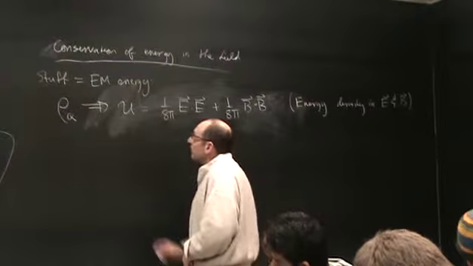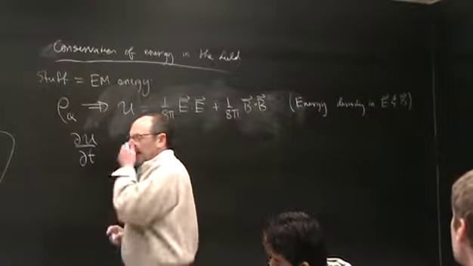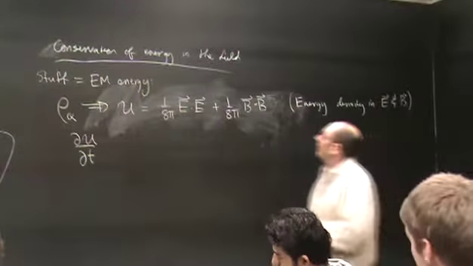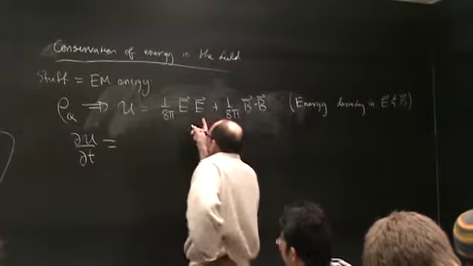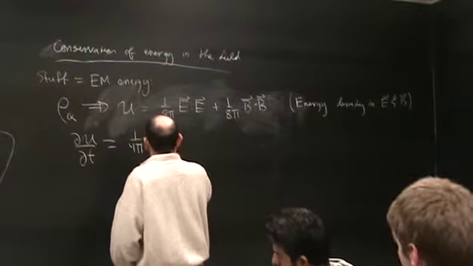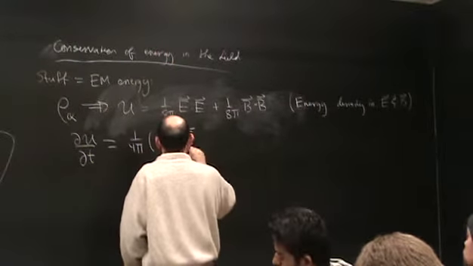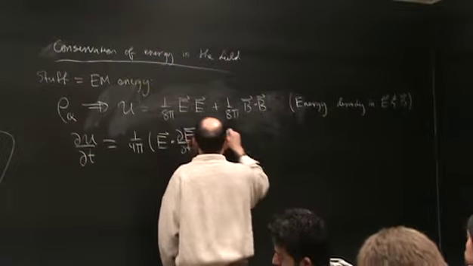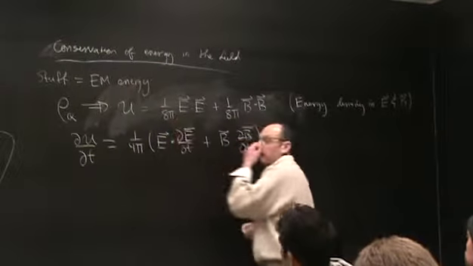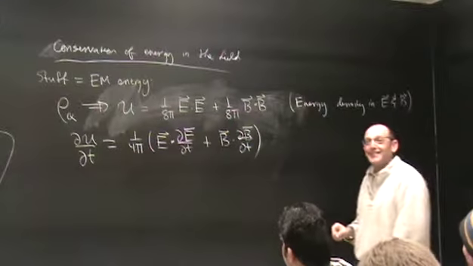So let's look at how the local energy density in the field changes with respect to time. So that's equal to 1 over 4 pi E dot dE/dt plus B dot dB/dt. Just taking the derivative. Brushing the chalk off. All right?